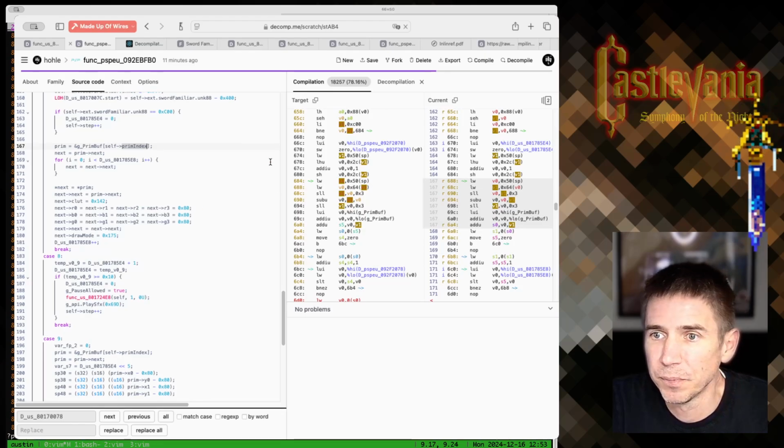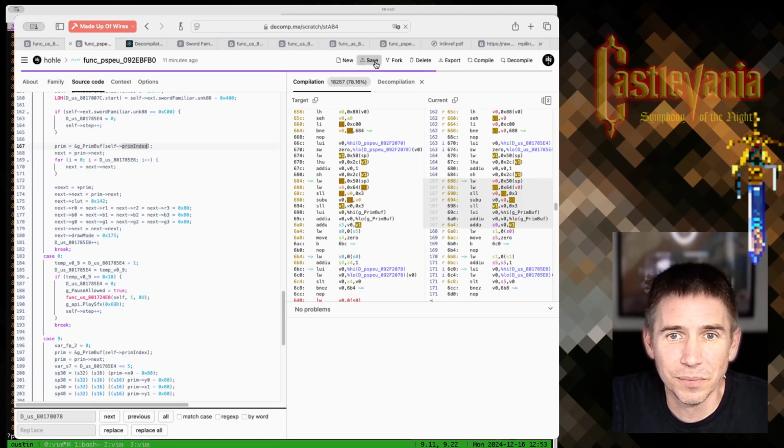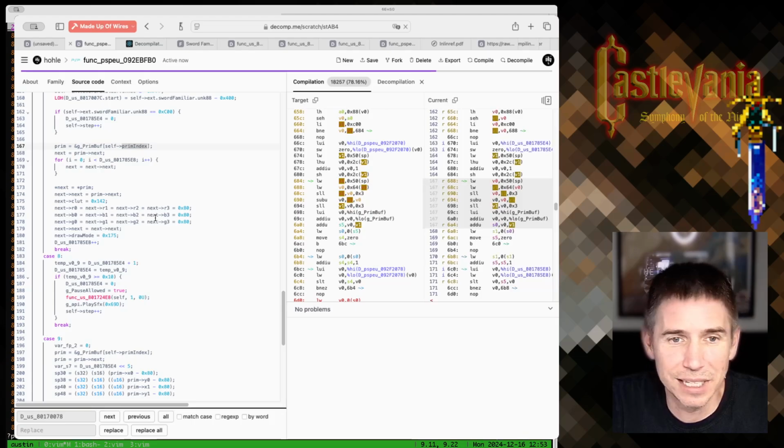Okay. Entropy gravity well, you're upside down.